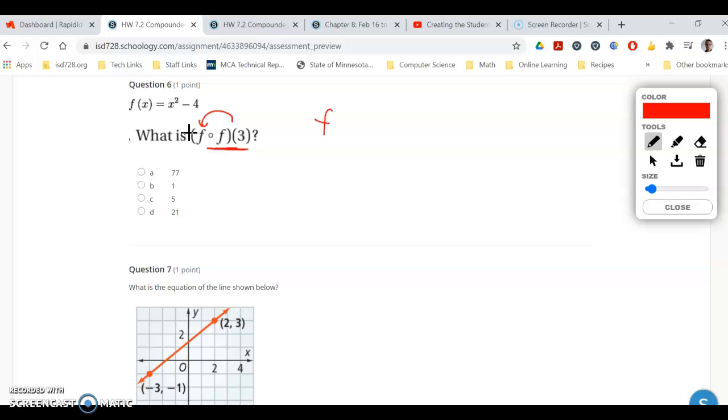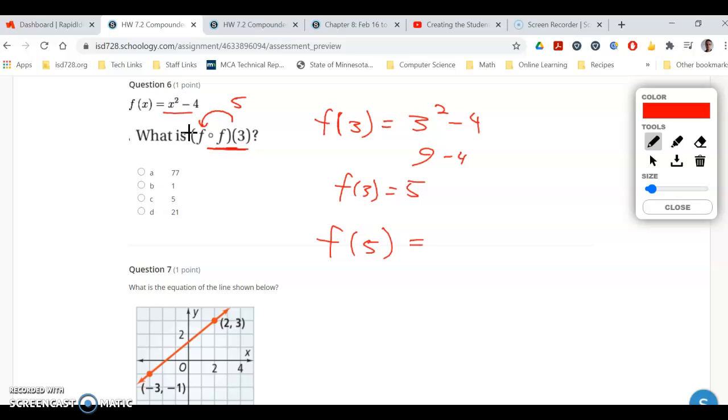So if I focus on f of 3, that just takes in the input of 3, squares it, and then subtracts 4. So I take x as 3, square it, subtract 4, and I get 5. So the f function at 3 is 5. So now I'm going to take that answer and put it in the f function again. So f of 5, now if I put 5 here, I'll have 5 squared minus 4. So 25 minus 4, so I'll get 21 total.